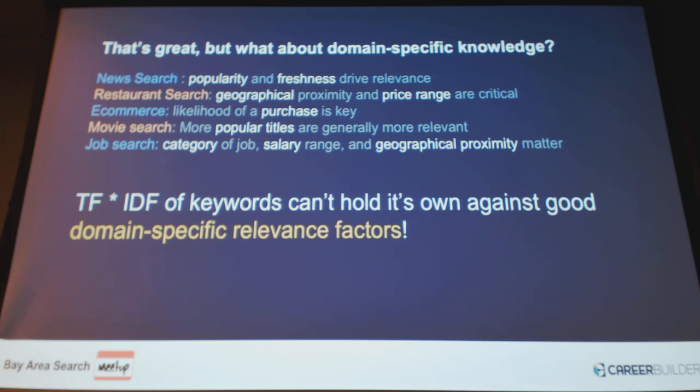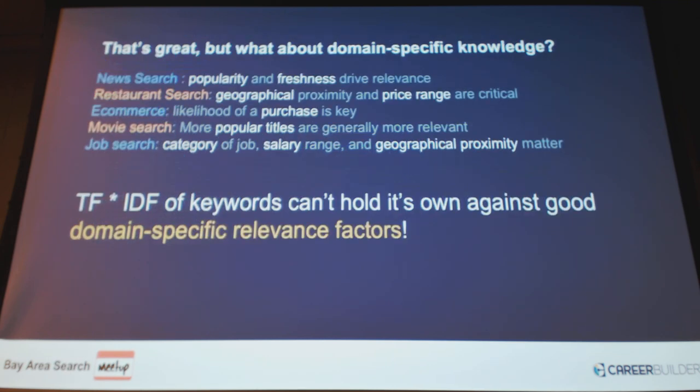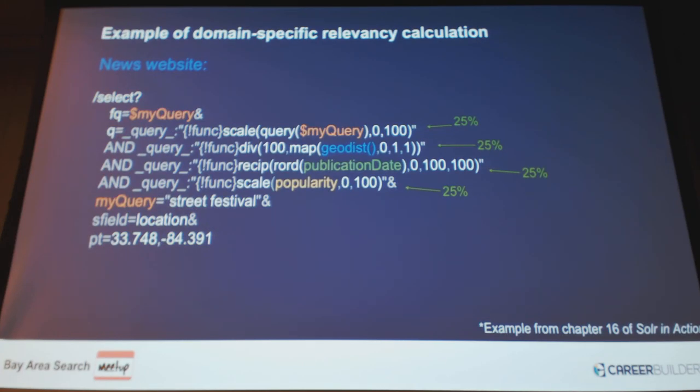So, compared to these kinds of domain relevancy features, TF-IDF can't help. Here's an example where for the news website on the previous slide, if I wanted to model this as a relevant query going into Solr, I would model it something like this, where I would say I want to take my original query and make that 25% of the weight. Then I want to take in the geographical distance: how far away from me is the place this article is about?